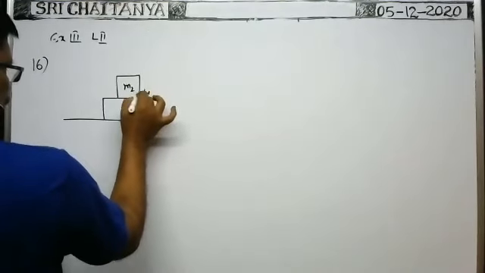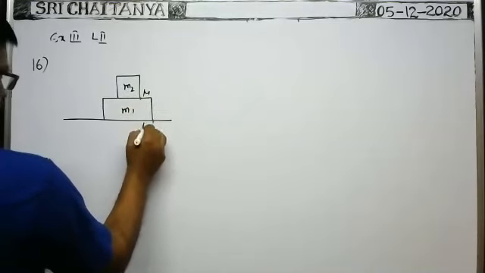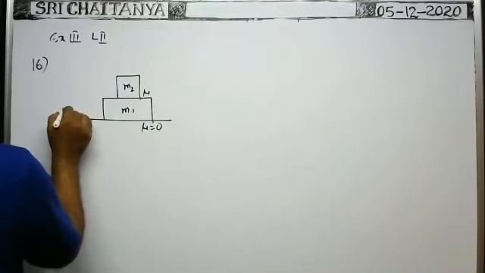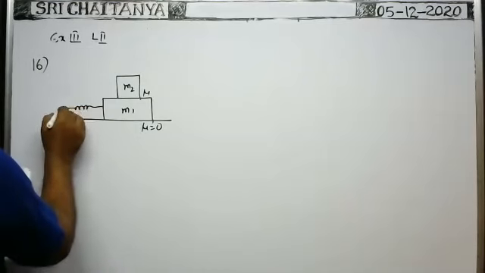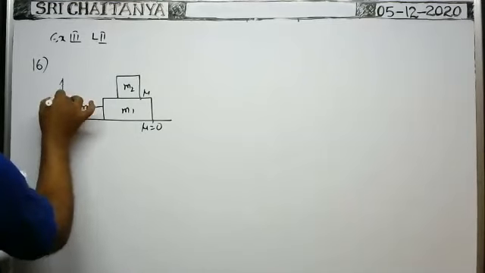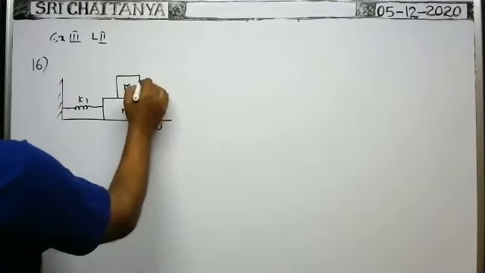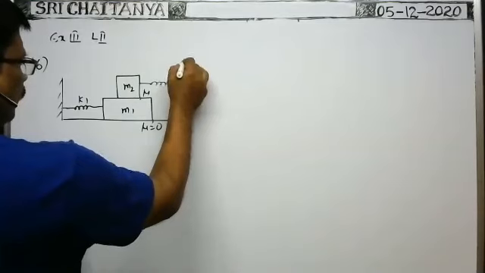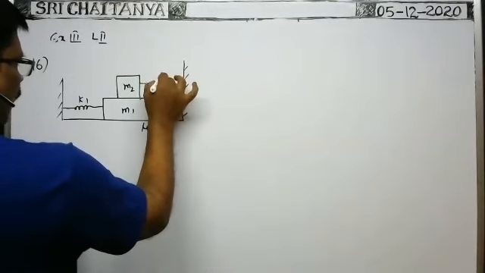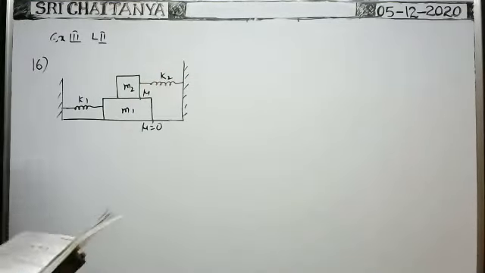Here there is a coefficient of friction between these two. That means friction is there, but here there is no friction, so mu is 0. This lower block is connected to a spring constant K1, and the other end is connected to a rigid support like this, having spring constant K1. This is connected to another spring constant K2 and fixed to another rigid wall, having spring constant K2. It is connected like this.